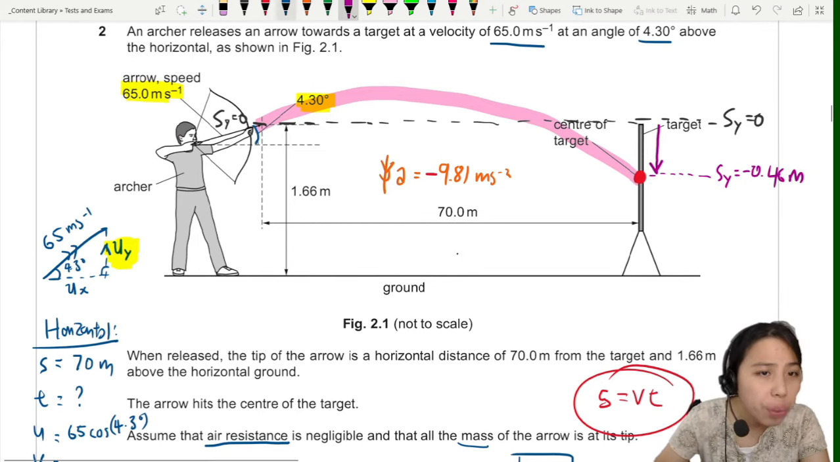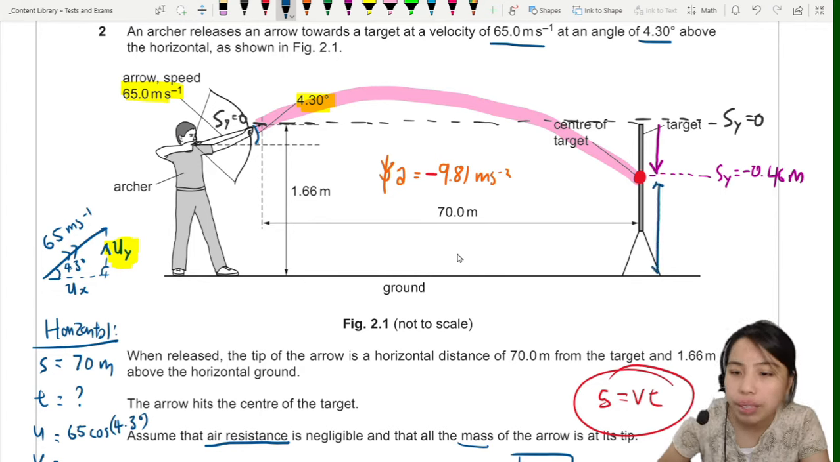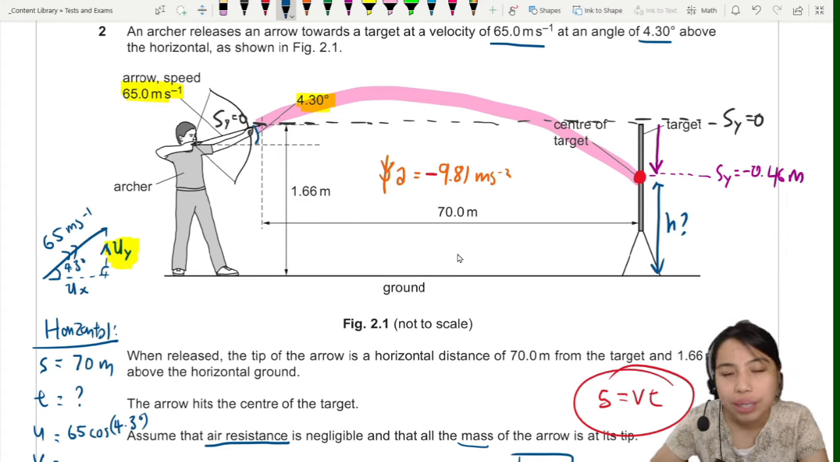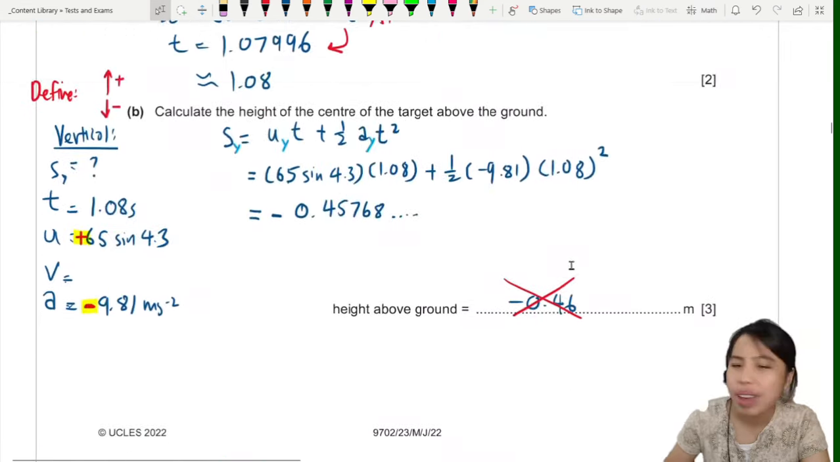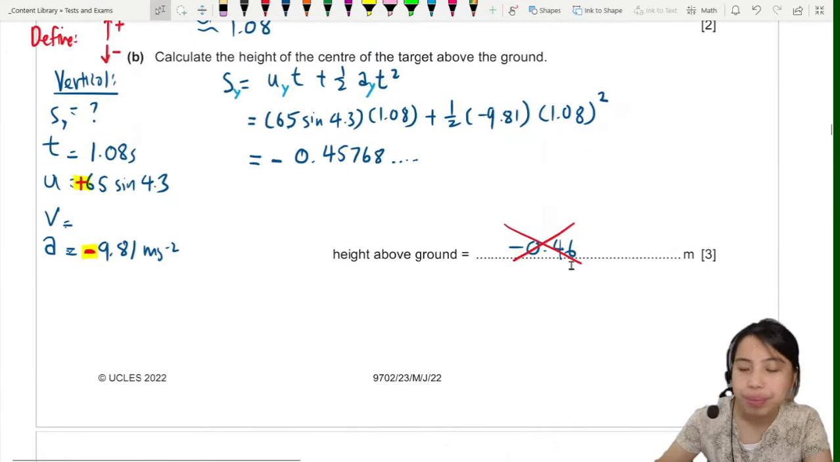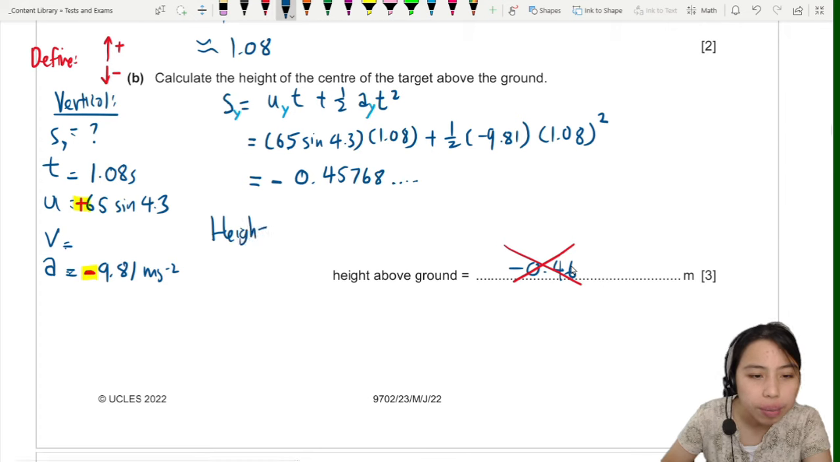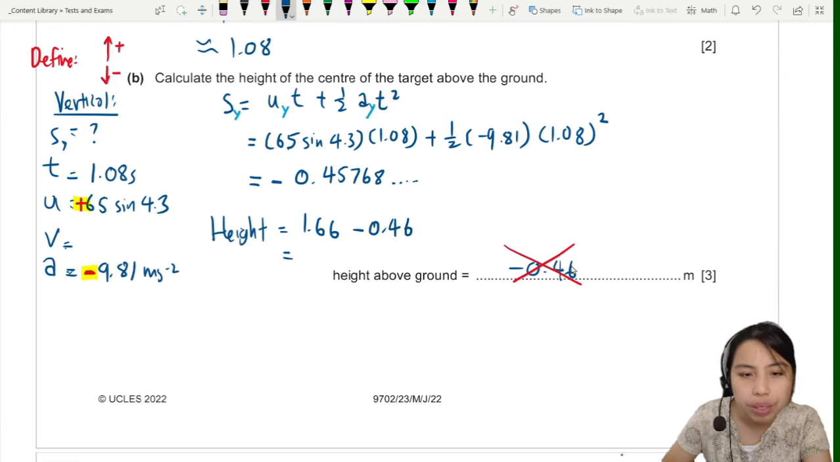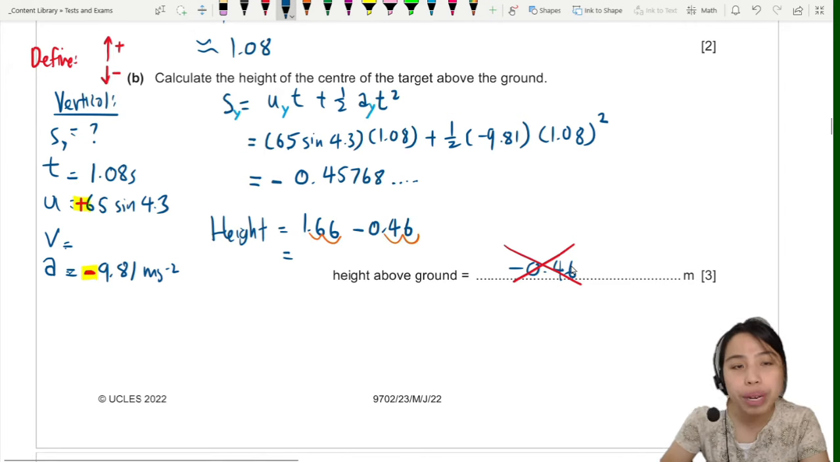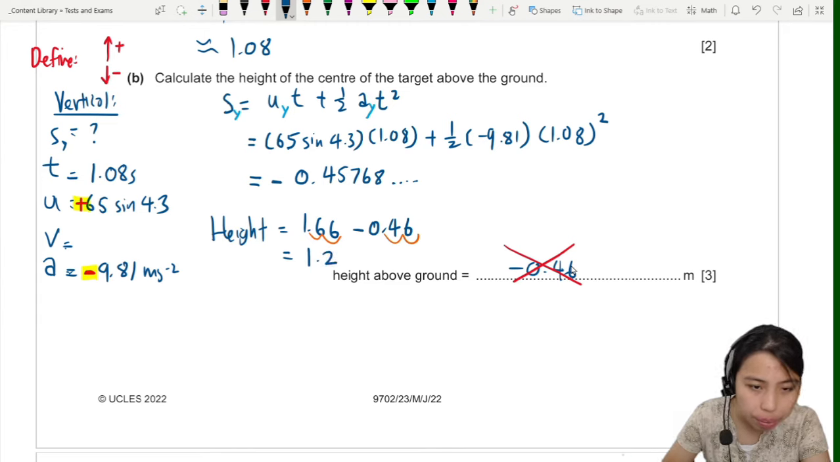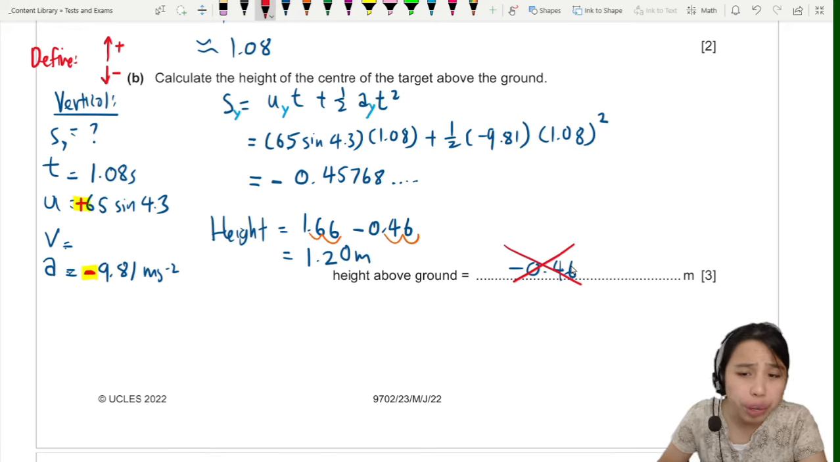Here's the trap. They want you to find the height above ground, which is this H. So we know this whole height is 1.66. We know that the arrow falls below by 0.46. So we can just minus, 1.66 minus 0.46 to get the height. Tricky Cambridge, why you do this? Okay, let's go. So to find the height above ground, you're going to take 1.66 minus 0.46. I round it off to the same decimal place, 1, 2, 1, 2, easier to minus. So this will give me 1.20 meters. So the answer is not 0.46, it is 1.2.